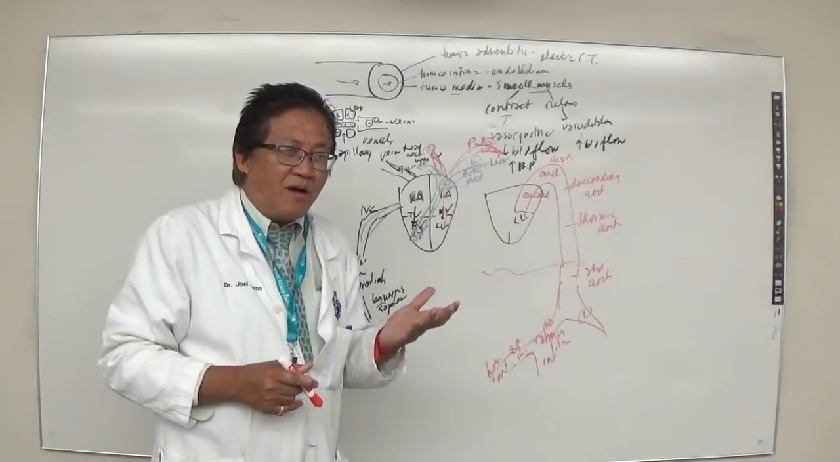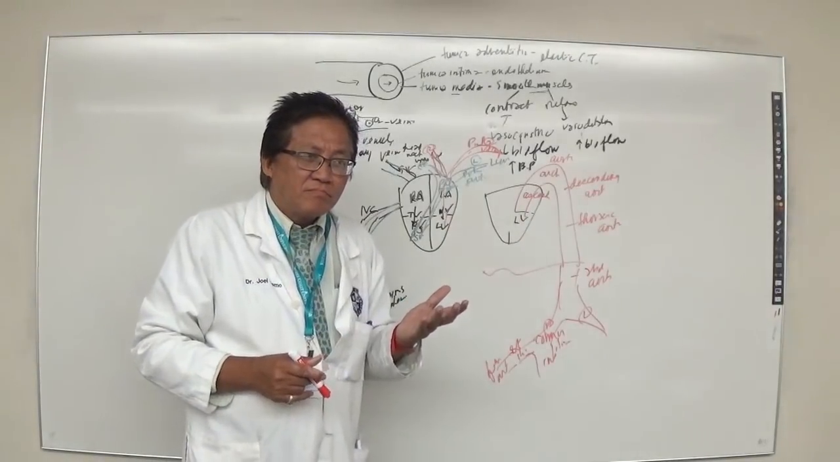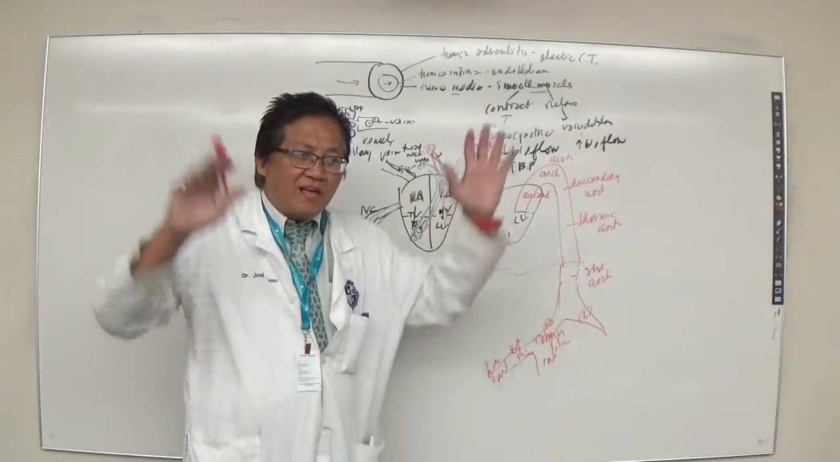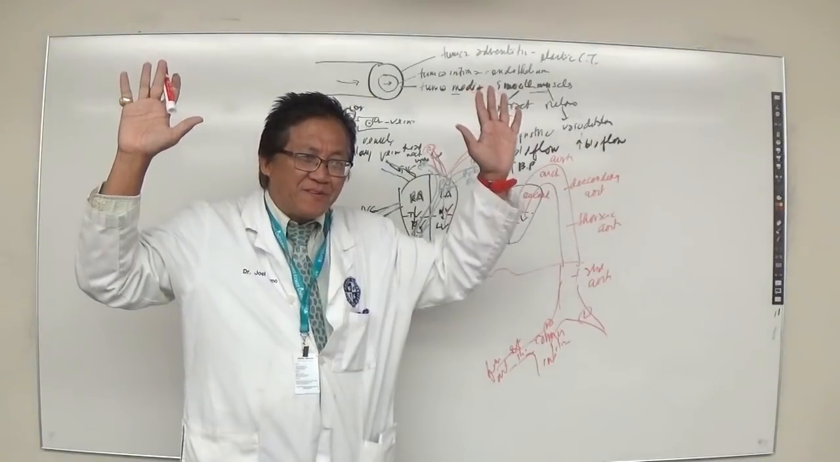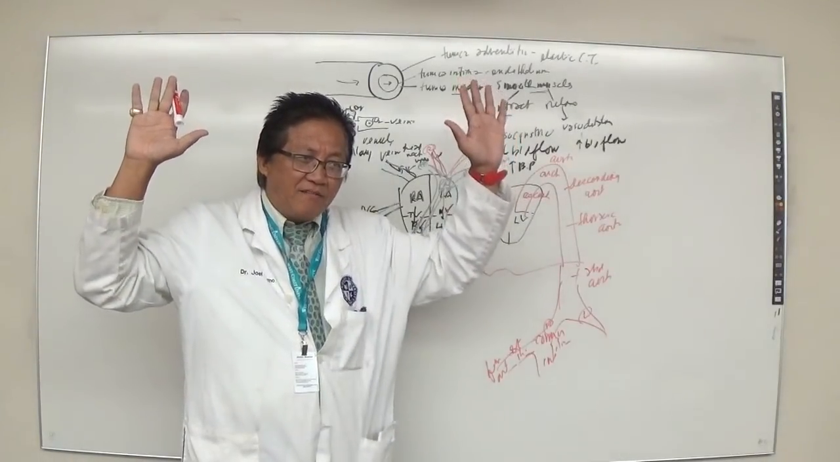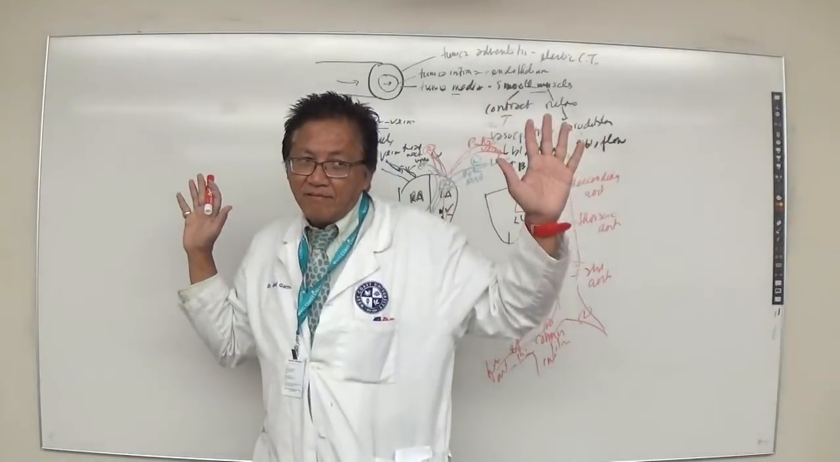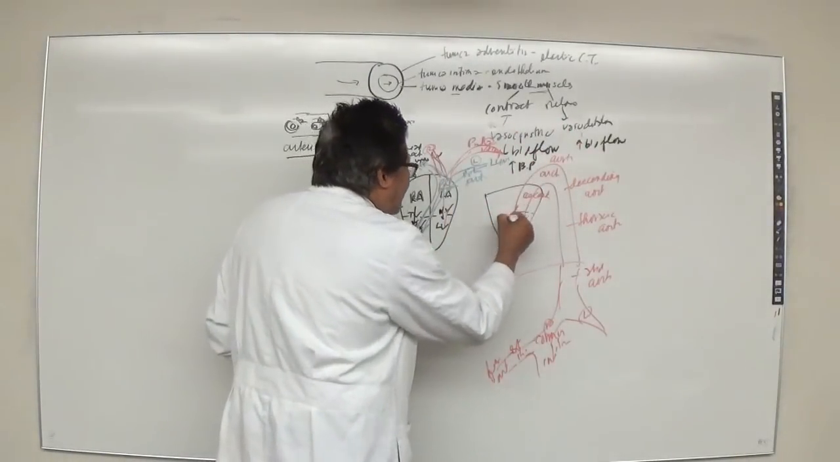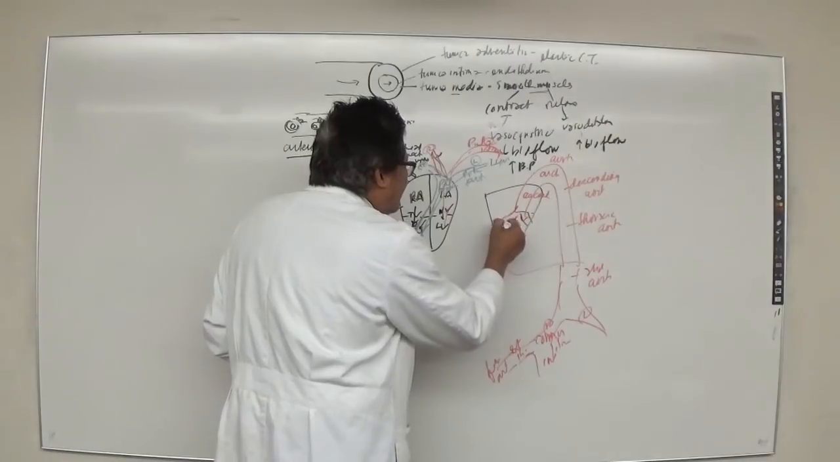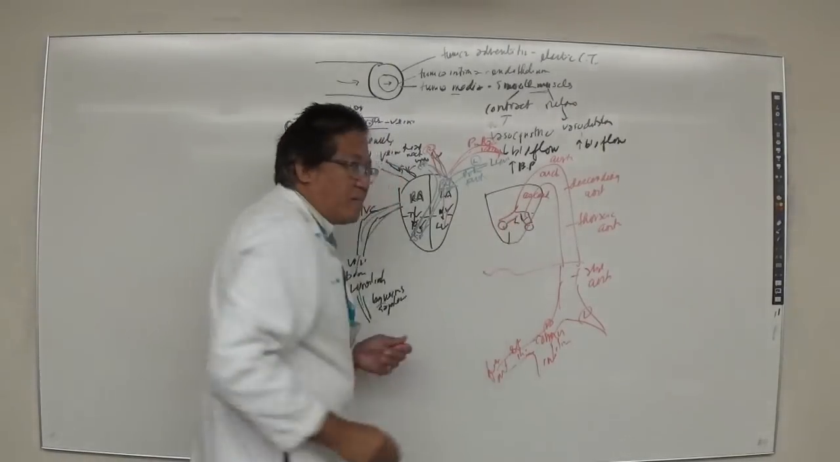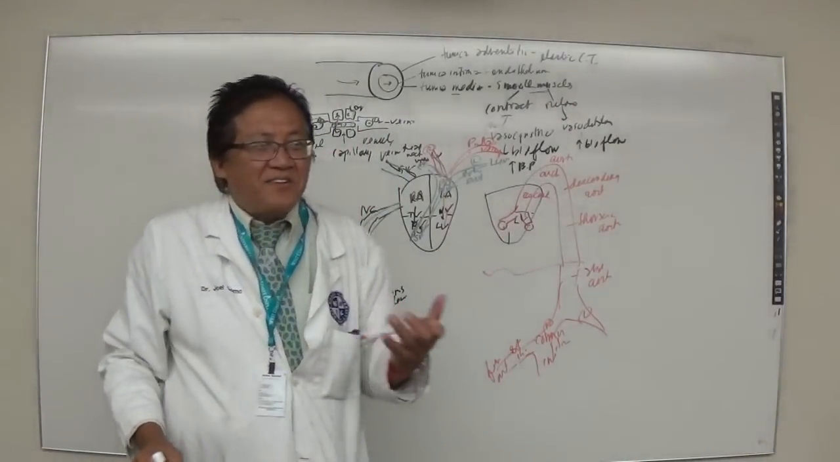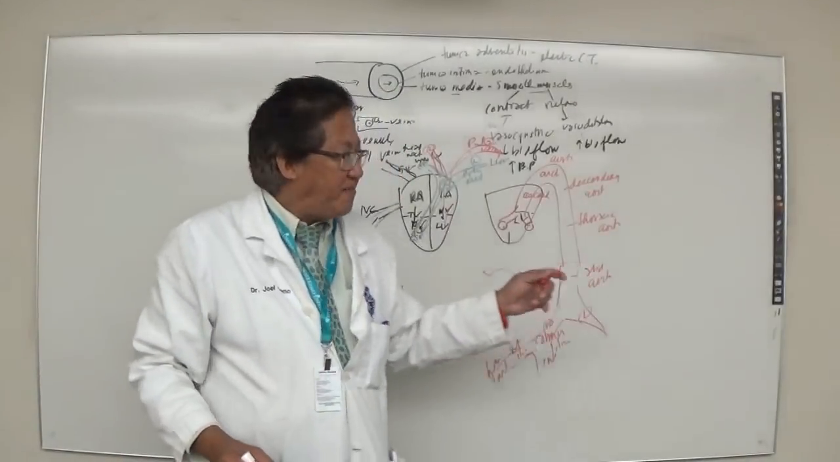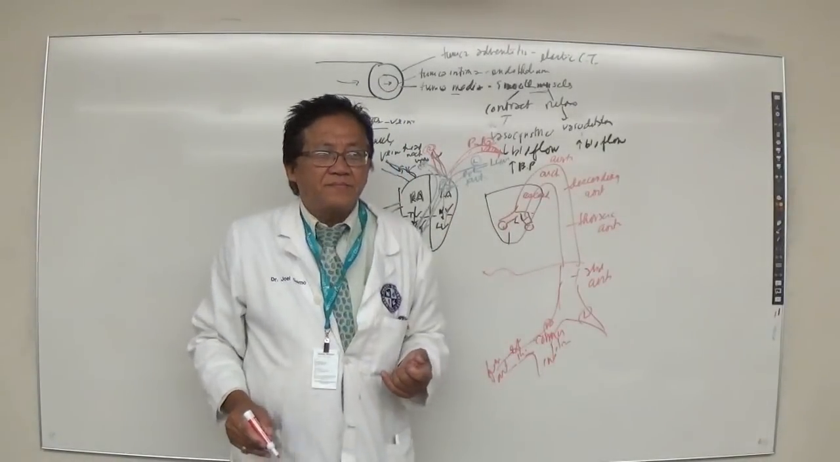Coronary. How many do we have, Marusian? 2. How many hands do I have? 2. The answer is 2. What are they? Left and right. Okay, very good. So it goes like this. Now remember, an artery is an artery. It carries oxygenated blood. It's red. It came from where? The aorta.